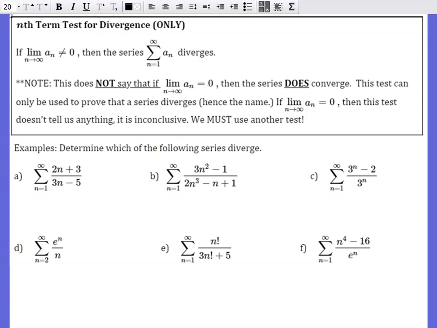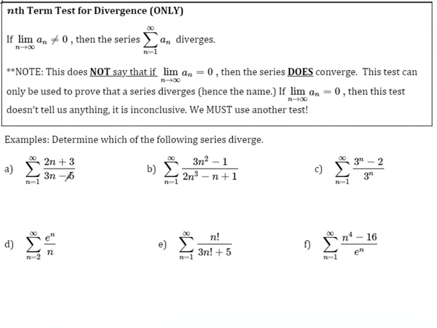If it goes to infinity, that's still going to be a diverge. So what we're going to do is just go through each one of these and take the limit, and we're just going to say if it diverges or if it's inconclusive.